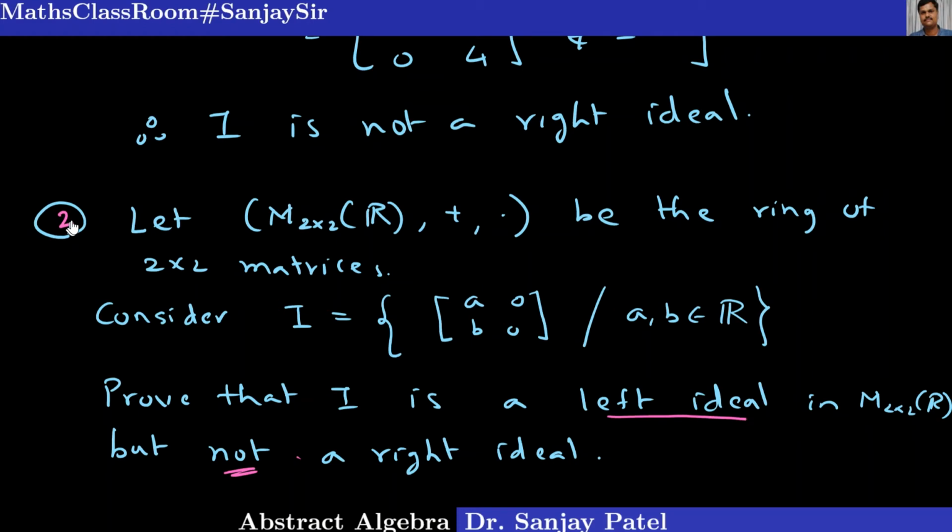What I want to take here is, just a minute, this I will change. I will consider matrices of the form A, B, 0, 0. So the first row is A, B and the second row is always 0. Then prove that this set I is a right ideal but not a left ideal. So this is an example of a set which is a right ideal but not a left ideal. A very important example again.